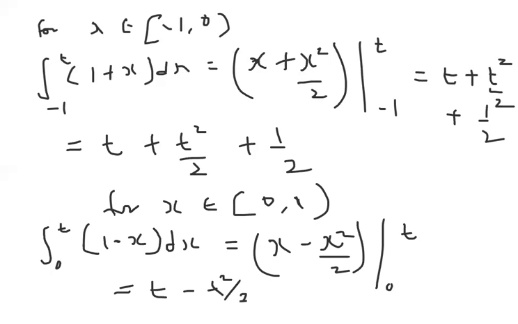And the last one is for t greater than 1. That means you integrate from -1 to 1 of f of x dx. When you integrate any density function from the lower limit to the upper limit, it always gives you 1.